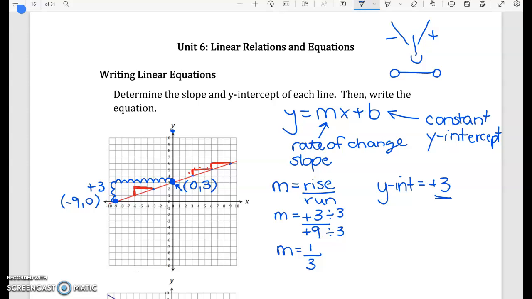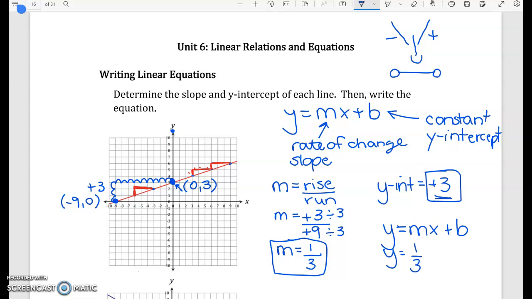Okay, so once we get our slope and our y-intercept, we can box those so they really stand out to you. And then we can go and write our formula. We know again that our formula is y equals mx plus b. On our second line, we're going to substitute 1/3 in for the m, for the slope, so 1/3 x. And then for the y-intercept, the b is going to be a plus 3. So here is my final equation that describes that linear relation.